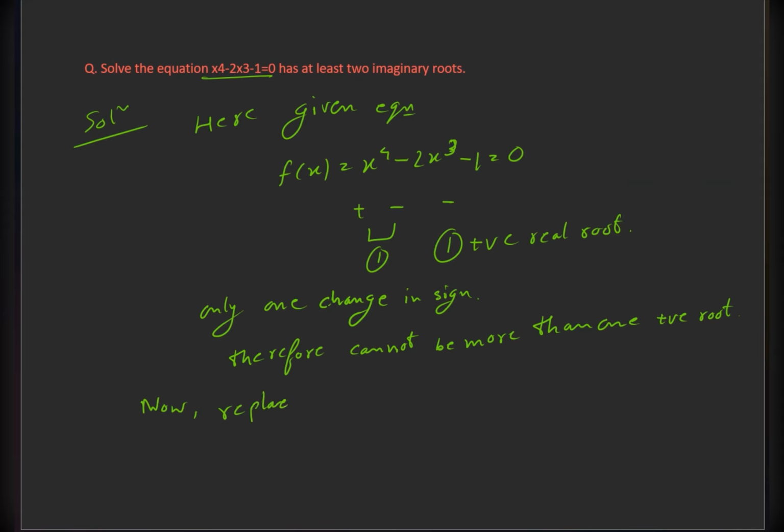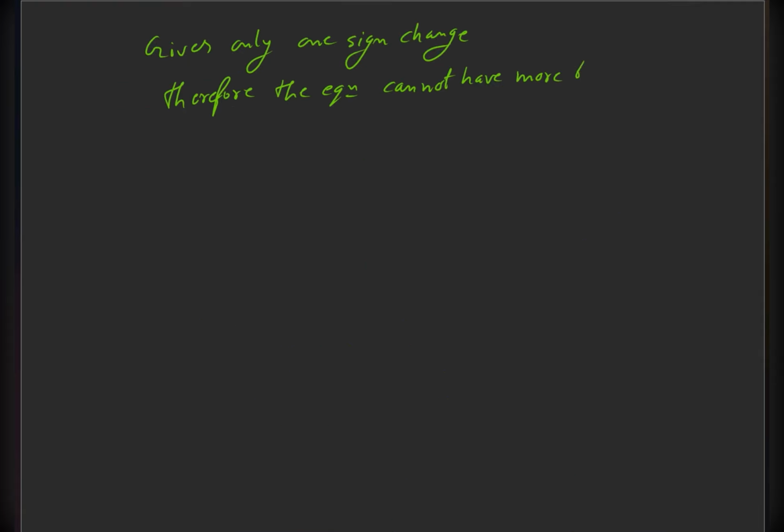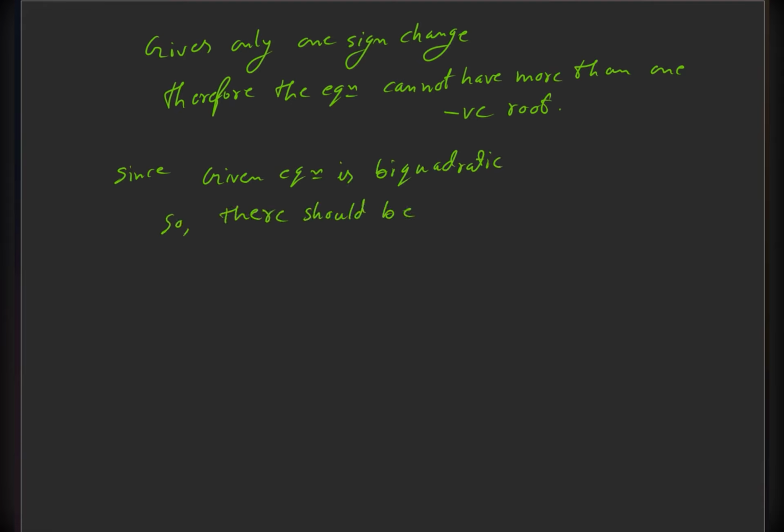Now replacing x by −x. So f(−x) = x⁴ + 2x³ − 1 = 0. So minus, plus, plus. As we can see, there is only one sign change. Therefore the equation cannot have more than one negative root. So now you can write, since the given equation is biquadratic, it should have 4 roots. Therefore there must be 2 imaginary roots.